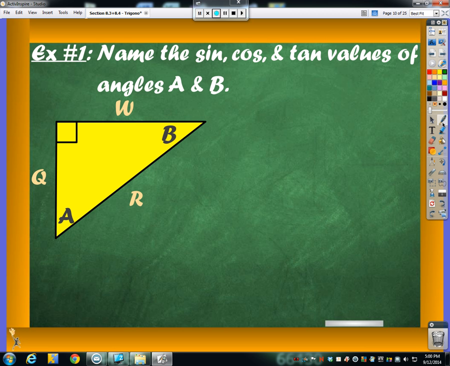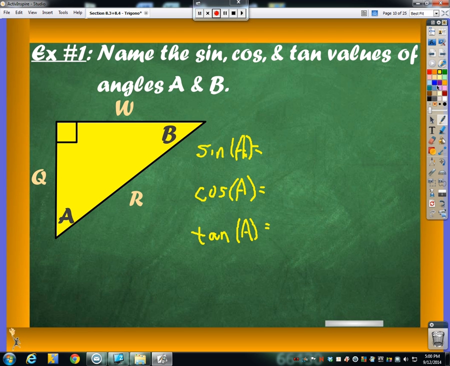Now let's apply. So this first example is purely the definition of what we're doing here. We're going to name the sine, cosine, and tangent of angles A and B. So we're going to work with both angles. So I'm going to go ahead and pre-write out sine of A in parentheses, cosine of A, and we'll say equals.